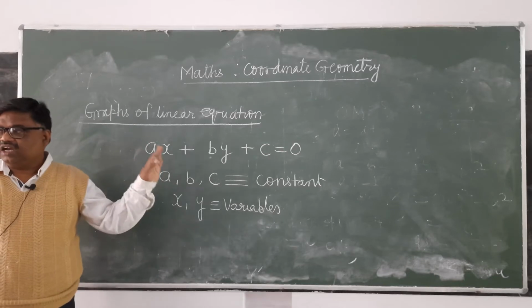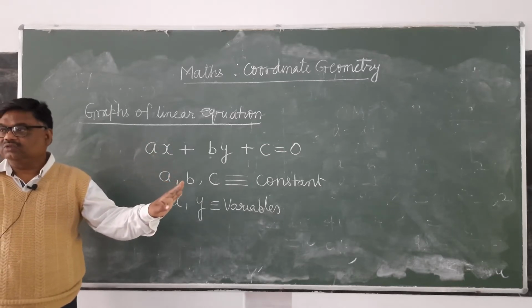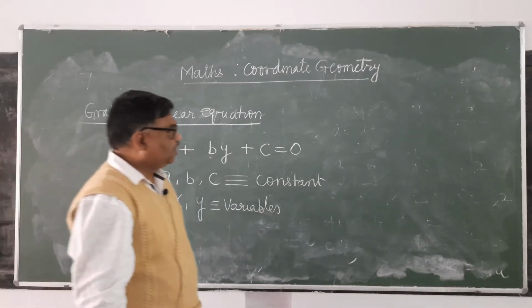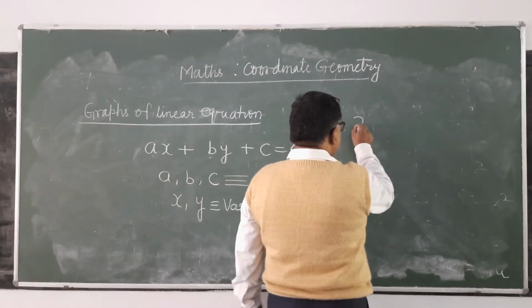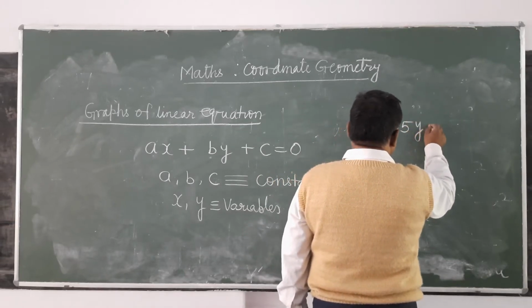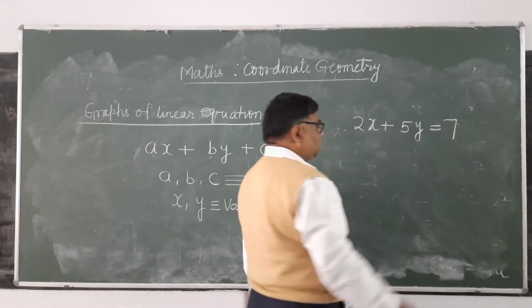A linear equation can also be in one variable. It can be in three variables also. For example, if I write here 2x plus 5y equals 7, this is a linear equation.